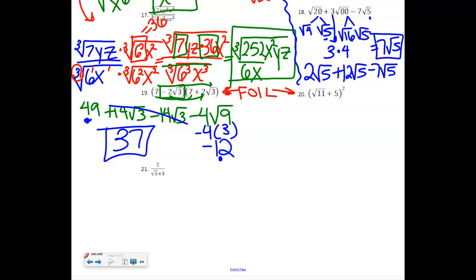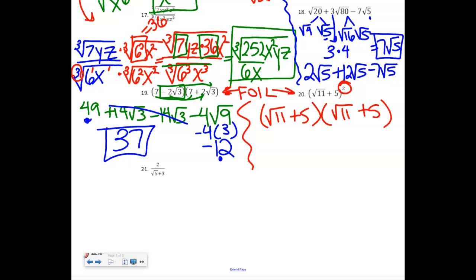Now this one, reminder when you have a 2 here, that means you do not distribute the 2. It means you just write it twice. So what I'm going to have here is the square root of 11 plus 5. And the square root of 11 plus 5. And then we're going to FOIL. Now this time, though, I need you guys to notice they're the same sign, so middle chunk is not going to cancel. So what I'm going to have here is the square root of 121 plus 5 square roots of 11 plus 5 square roots of 11 plus 25.